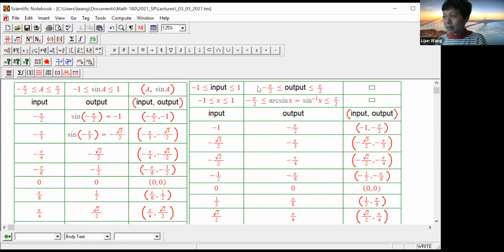Now, how do we write it? After the names of the functions are introduced, we write arcsine of negative 1 is equal to negative pi over 2. This is one way of writing it. You guys follow me? It indicates that for this input, the output is negative pi over 2. The other way to write it is sine inverse of negative 1.